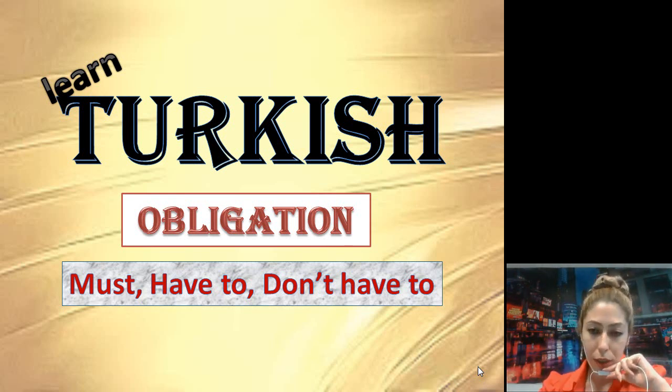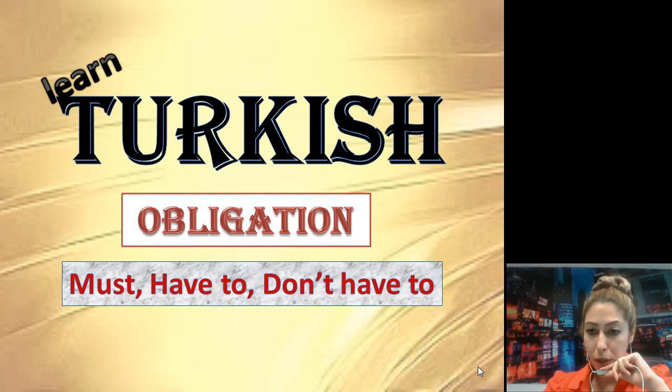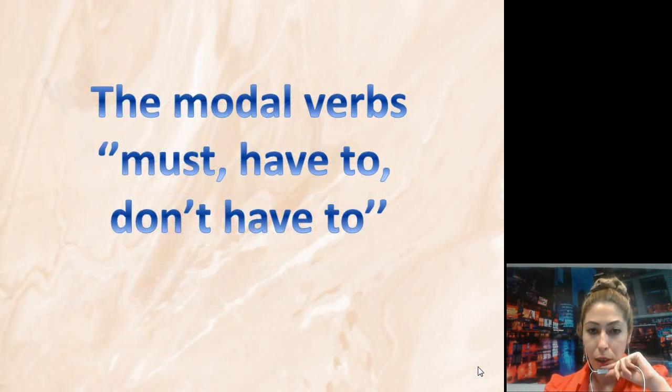Hello everyone. Today I'm going to teach you how to express obligation in Turkish language and how to understand when there are some rules or necessities when a Turkish person is talking to you. So you're going to learn about must, have to, and don't have to. The modal verbs that we have in English are going to be used as follows.